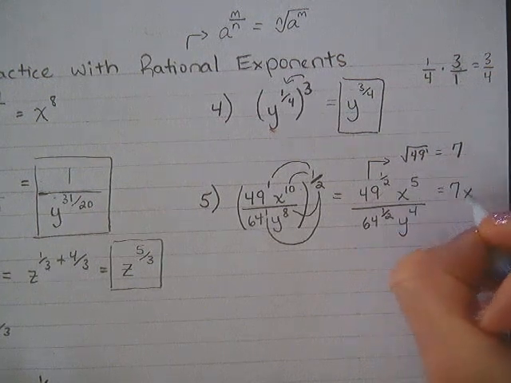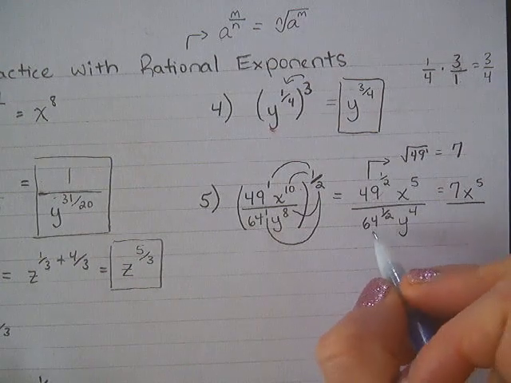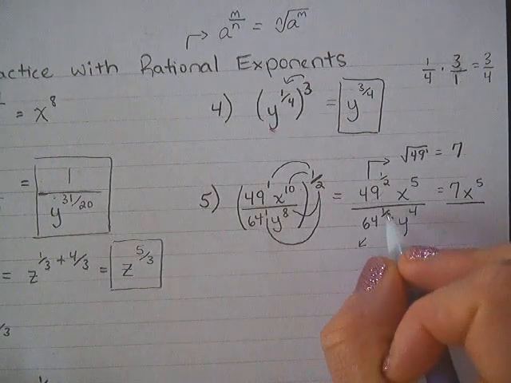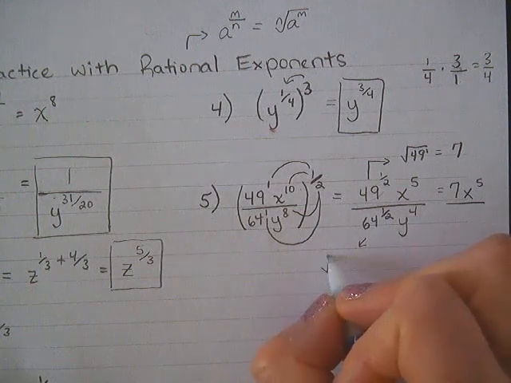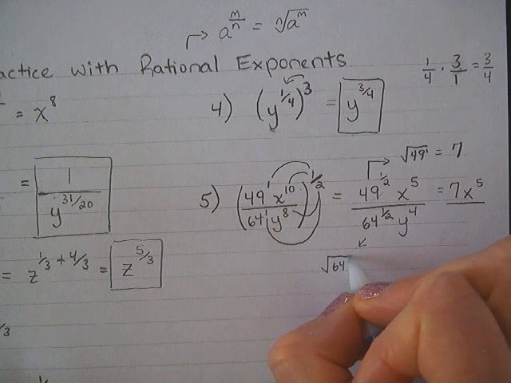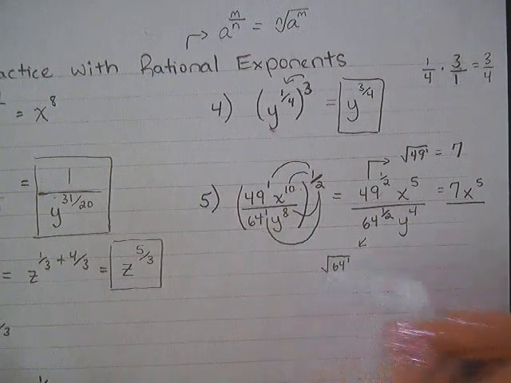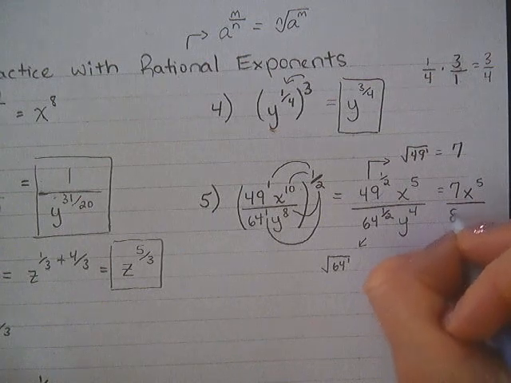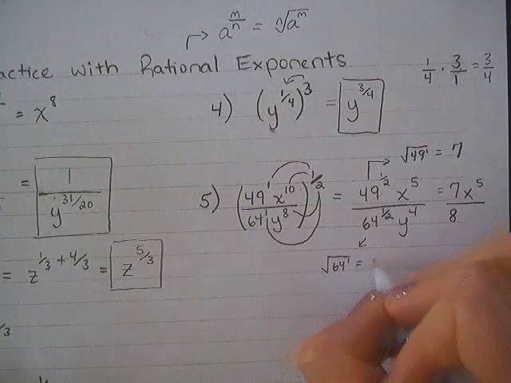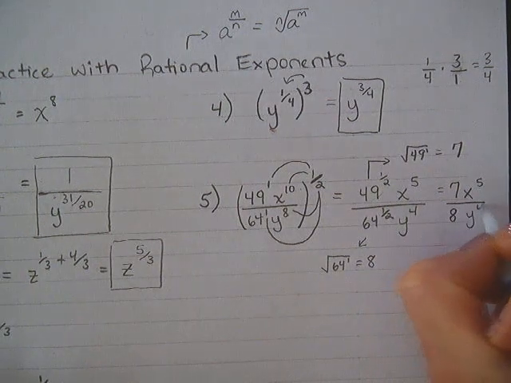The x to the 5th I'm just going to bring over. And then all of that is over 64 to the 1/2. That would end up being power over root, so it'd be the square root of 64 to the first. 64 to the first is 64. And then the square root of 64 is 8. And so that's what that ends up being. So I just wrote it over there. And then the y to the 4th will come over.